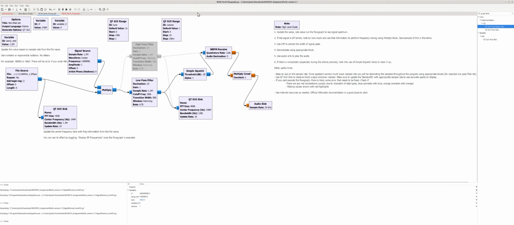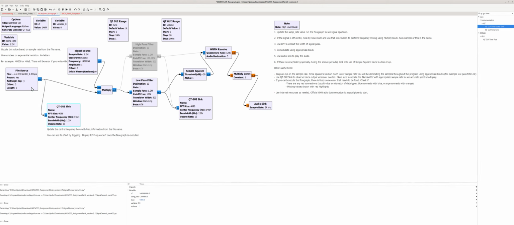The program used for this assignment is GNU Radio, and as you can see, this is my flow chart, which shows the different signal processing elements I utilized to try to extract this signal. I'll be explaining them bit by bit.